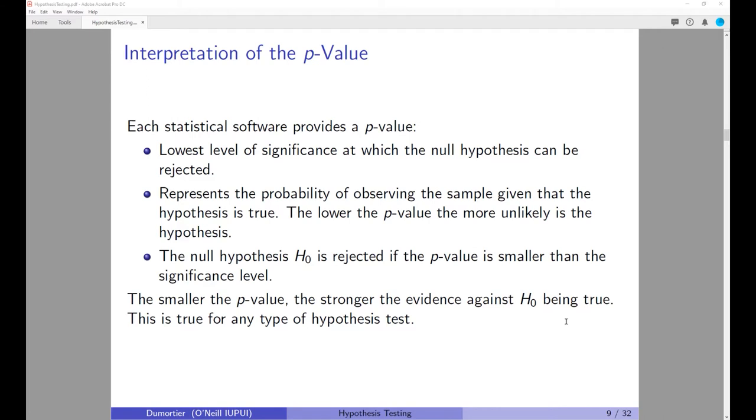Note that you only have to compare the p-value to your level of significance. If you have set up the hypothesis correctly, and we will see this in R, if the p-value is below your level of significance, then you are rejecting H0.